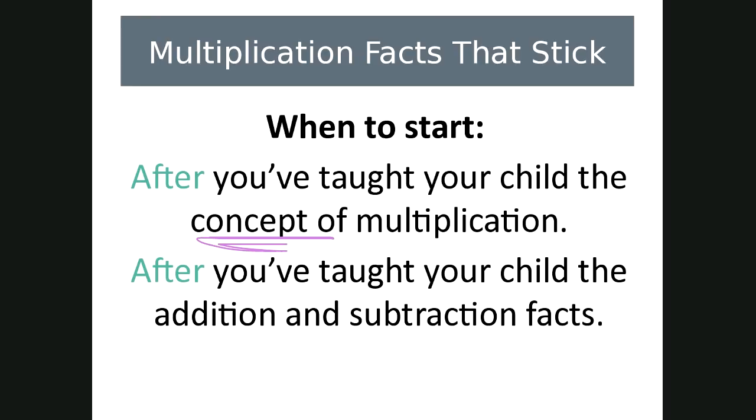The other prerequisite for learning the multiplication facts is knowing the addition and subtraction facts first. Your child won't really need to use much subtraction and only some addition in learning the multiplication facts, but this is the orderly progression. Addition is the first set of facts to memorize, subtraction builds on addition, and so that comes next, and then multiplication comes after that.